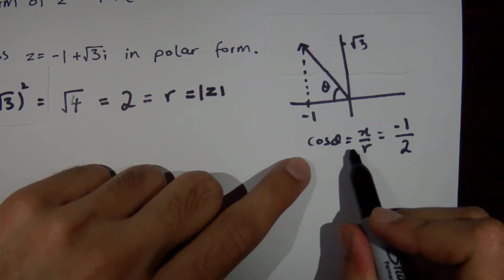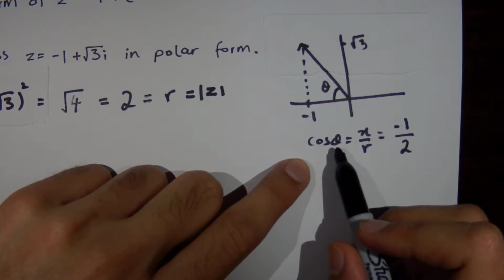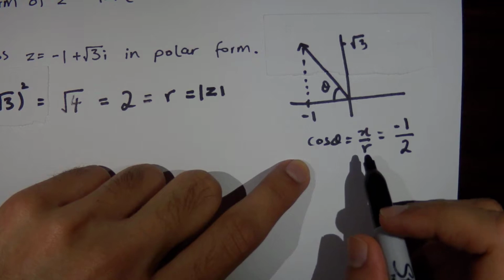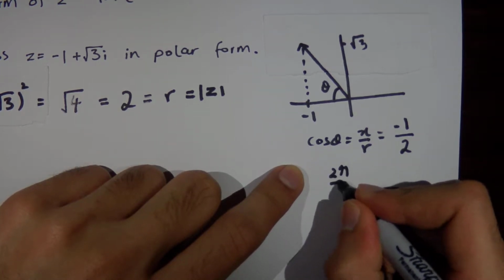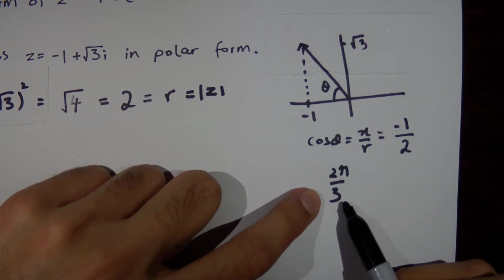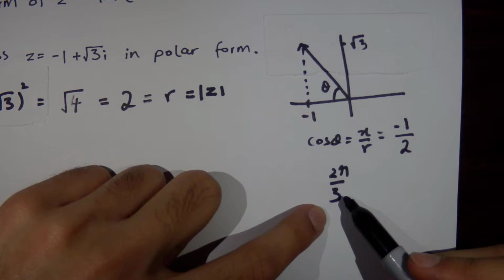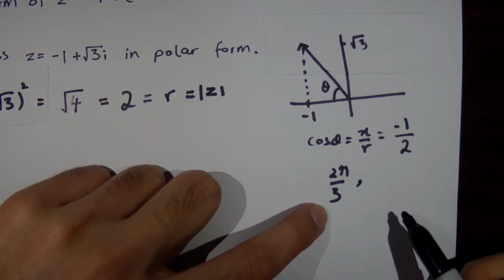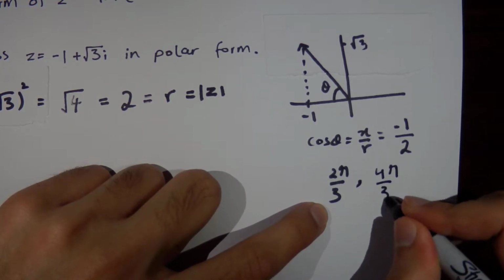So, of course we're going to get two angles out of this using the CAST rule. Cosine is negative in the second and third quadrant. So the two angles we get are 2 pi over 3. We take pi over 3 for this, subtract it from pi and get 2 pi over 3. Or for the third quadrant, we'd add it to pi and get 4 pi over 3.